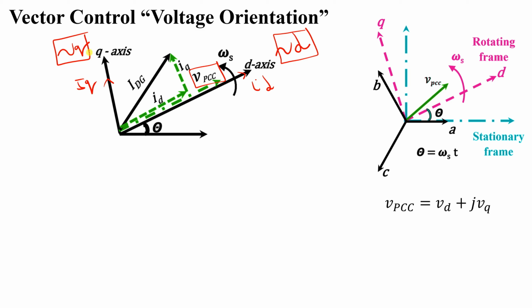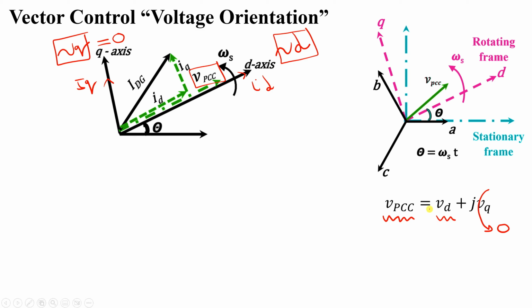And as you can see, there is no component of VPCC on VQ, right? So VQ in this case will be equal to 0, because the D axis is all in the direction of VPCC. So what we will see is that VQ is equal to 0, then it means that VPCC will be exactly equal to VD. Okay, because as you can see here, all of the voltage is on the D axis. There is no component of VPCC on the Q axis. So VPCC will be equal to VD.